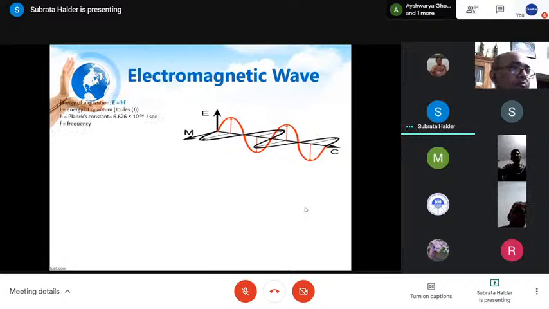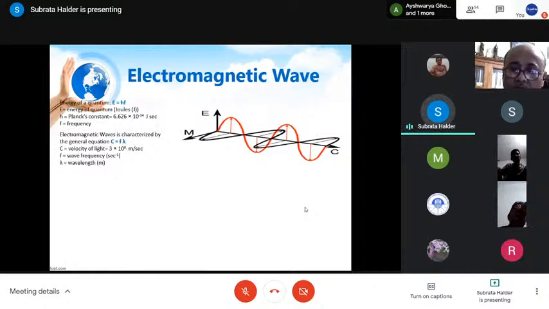Electromagnetic wave. The energy of a quantum can be calculated by this formula: E = hf. E is the energy of the quantum, h is the Planck constant, and f is the frequency. Electromagnetic waves are characterized by the general equation c = fλ. c is the velocity of light, f is the wave frequency, and λ is the wavelength.